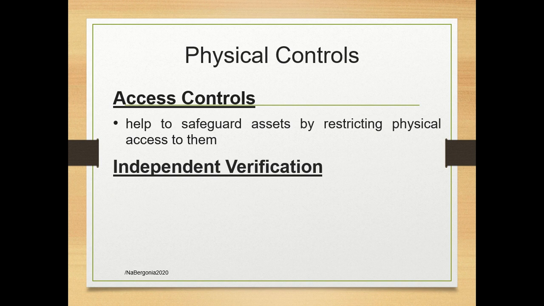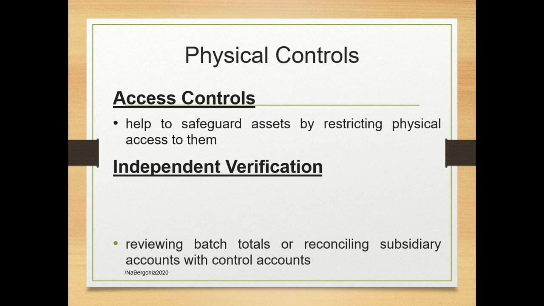Okay, and next would be we should have an independent verification. So these independent verification procedures are independent checks of accounting system to identify error at saka misrepresentation.